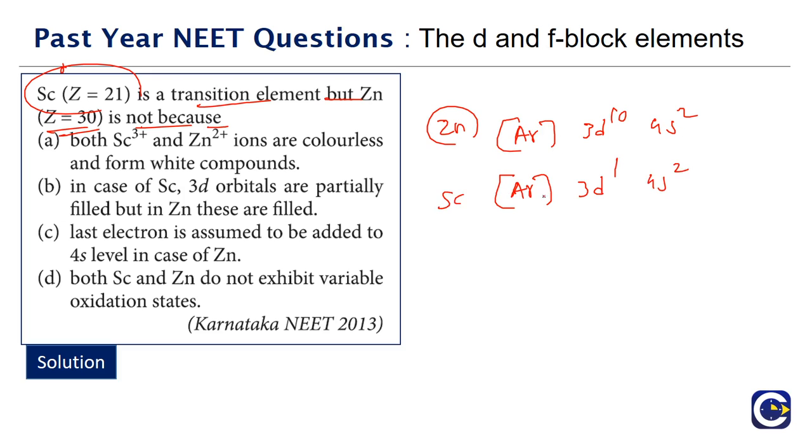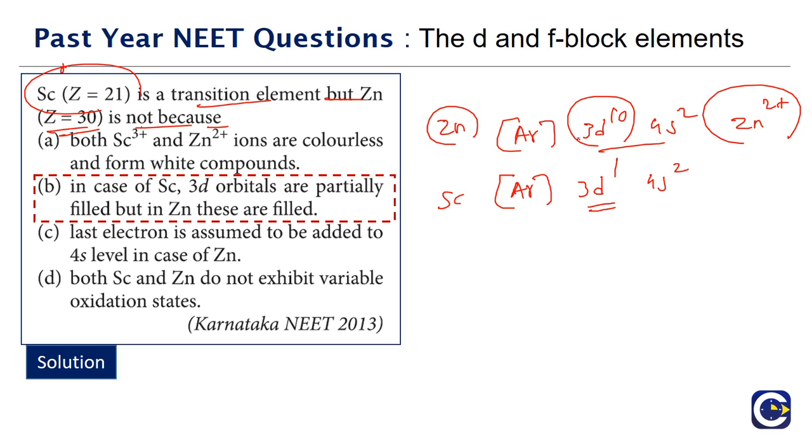So scandium will have partially filled d orbitals, and partially filled d orbitals is the characteristic of all the transition metals, whereas zinc has the 3d level completely filled. That is the reason why zinc will not have properties similar to the transition metals, and zinc will show only one oxidation state, which is zinc 2+. So the correct reason why we don't categorize zinc as a transition element is because in scandium we have 3d orbitals which are partially filled.